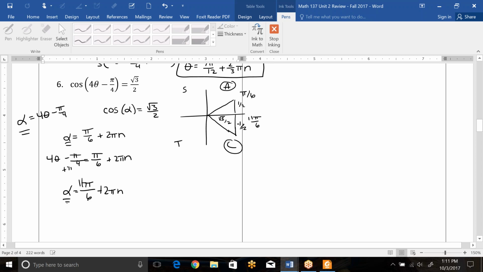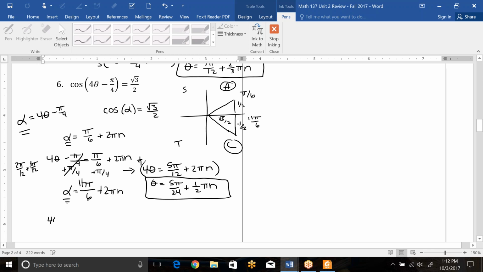You want to add the pi over 4 over first, which is going to require us to get a common denominator. So that would be a common denominator of 12. So I'm really doing 2 pi over 12 plus 3 pi over 12. So that's going to be 5 pi over 12. So I have 4 theta equals 5 pi over 12 plus 2 pi n. Then we would multiply everything by 1/4. So theta equals 5 pi over 24 plus 1/2 pi n. So that's my first one.